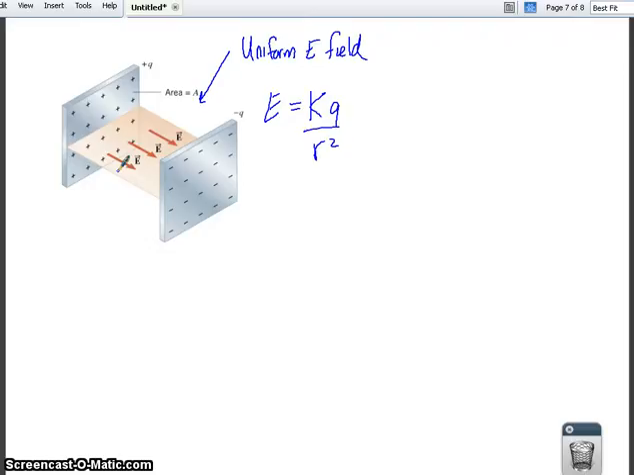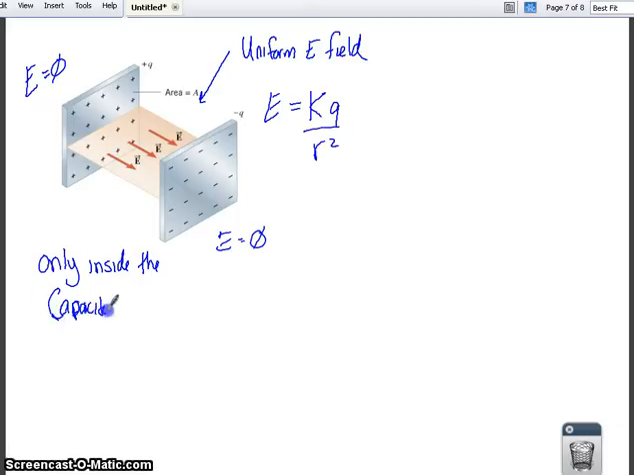What we also find is on the outside of the capacitor, so on this side over here, the electric field is equal to 0. And on this side is equal to 0. So there's only electric field inside the capacitor, only inside.